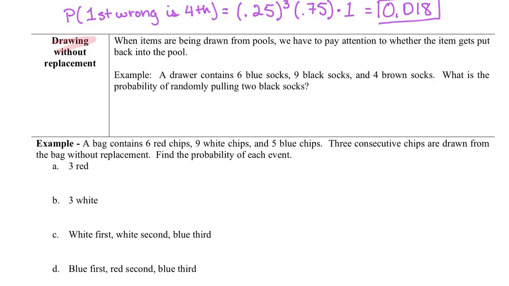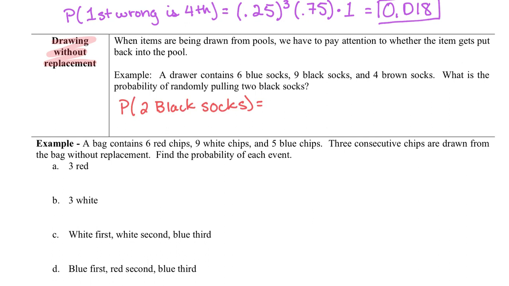So next, let's talk about drawing without replacement. It says when items are being drawn from pools, we have to pay attention to whether the item gets put back into the pool. So for this example, a drawer contains 6 blue socks, 9 black socks, somebody's losing socks, and 4 brown socks. What is the probability of randomly pulling 2 black socks? Now, it doesn't say that we're going to put the socks back in the drawer, so we have to take that into account.